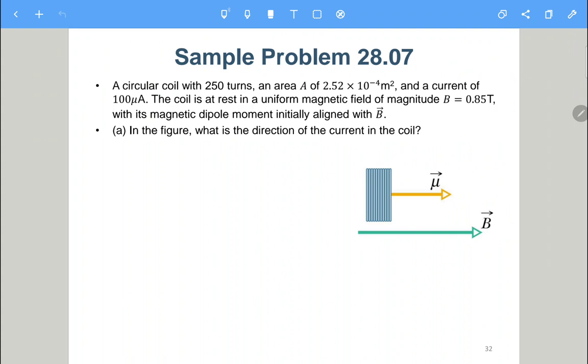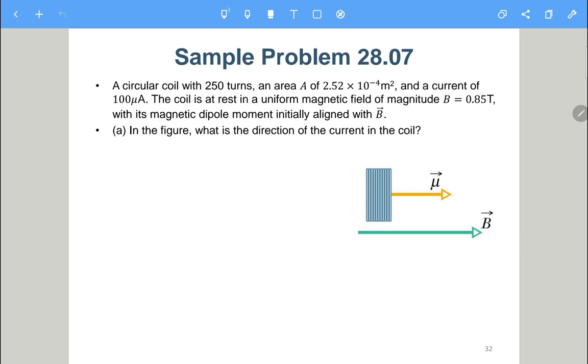So here we have another sample problem to finish off this chapter. It says a circular coil with 250 turns, an area of blah blah blah, and a current of 100 microamps. The coil is at rest in a uniform magnetic field of magnitude B, with magnetic dipole moment initially aligned with B. So in the figure, what is the direction of the current in the coil?